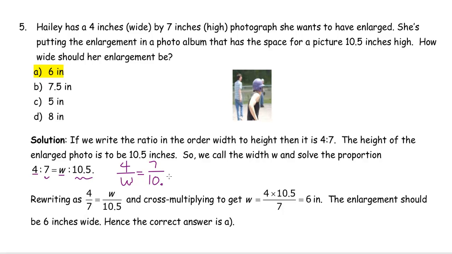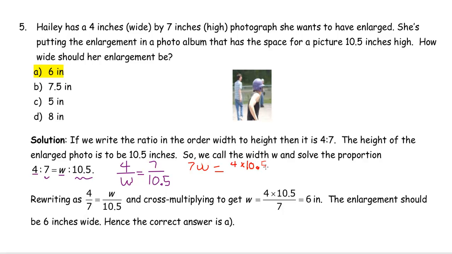And if you're not used to cross multiplying like I showed here, then here's a little different way to write it. Again, the two numbers in the diagonal that you know, those two multiply to the same thing that these two do. So 7 times W would be 7W, and that would equal the product of the 4 times the 10.5.